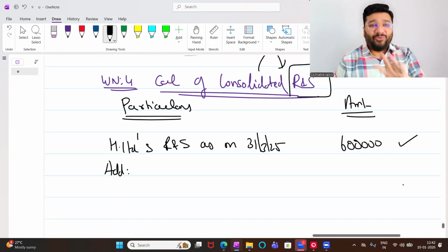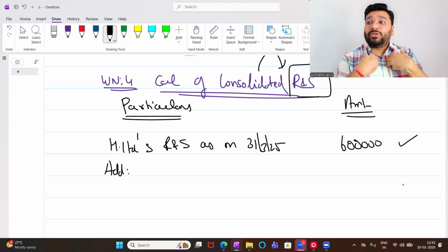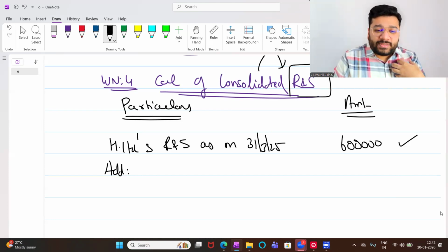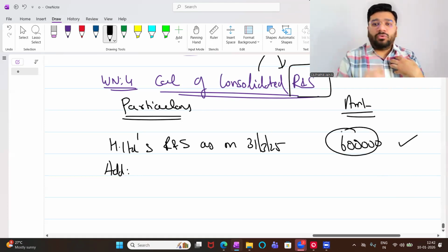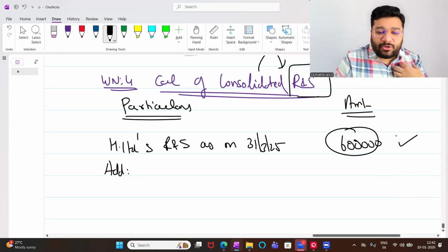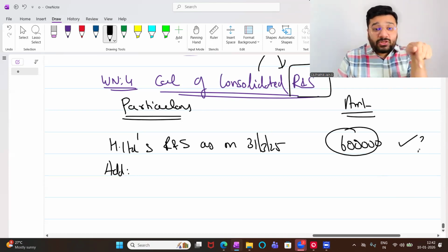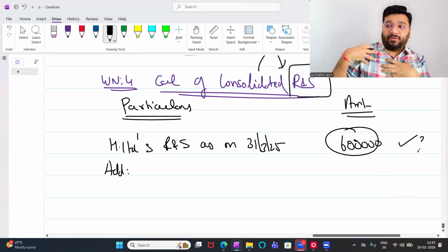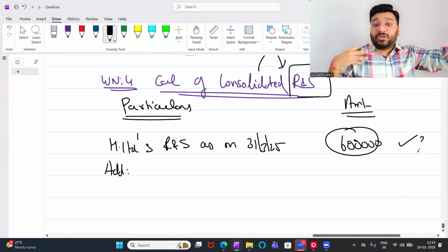Now, H Limited wants to know the total profit of H Limited. So 6 lakh is his profit. Nobody is going to question this 6 lakh rupees. I want to know how much of the subsidiary's profit I should add here. The subsidiary's profit is my profit. It doesn't belong to anybody. So what profit is that?